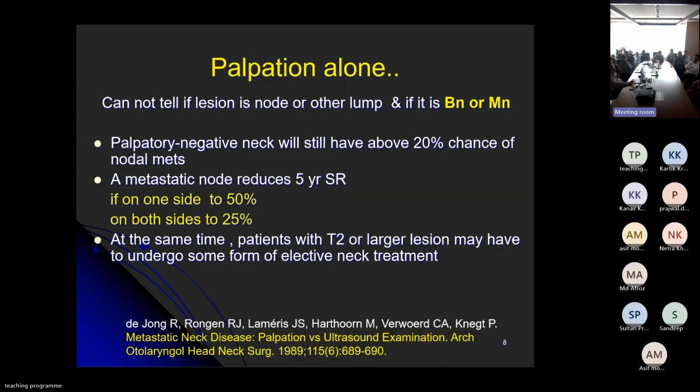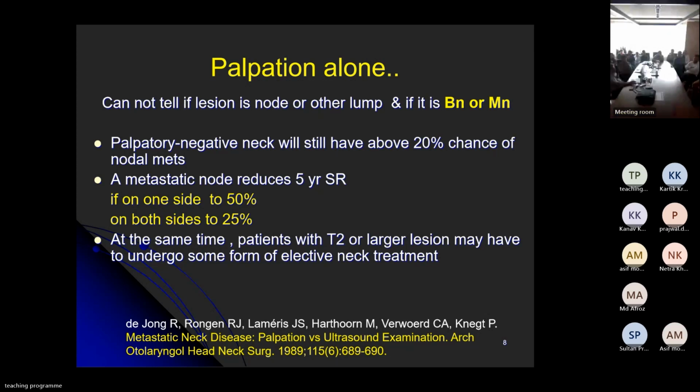But we understand that palpation alone cannot tell if the lesion is a node or another lump, and once we know it is a node, whether it is benign or malignant. A palpation-negative neck will still have about 20% chance of nodal metastasis. On the other hand, a metastatic node reduces the 5-year survival rate by up to 50% if it is on one side, and with both sides it dramatically goes to 25%. At the same time, patients with T2 or larger lesions may undergo some form of elective neck dissection, and we get a chance to see whether our nodal characterization is correct or not.